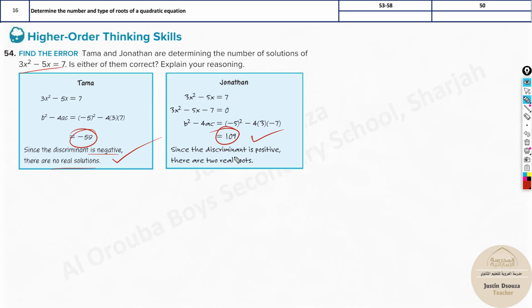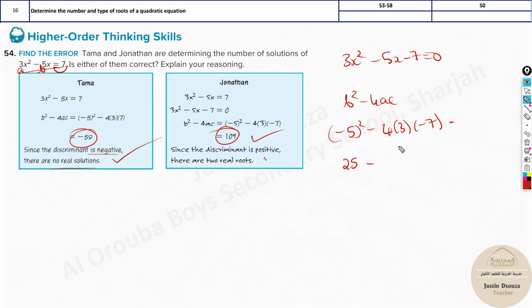Now, since the discriminant is positive here, there are two real numbers. Yes, this is also correct. But who has made an error? Let us solve it. The A value is 3, the B value is minus 5, and the C value is minus 7. So 3x squared minus 5x minus 7 is equal to 0. B squared minus 4ac is the discriminant. You will have minus 5 the whole squared minus 4 times 3 times minus 7. That's it. Here it will be 25 minus 4 times 3, wait, let's do it like this.